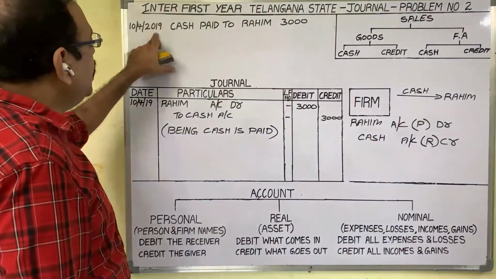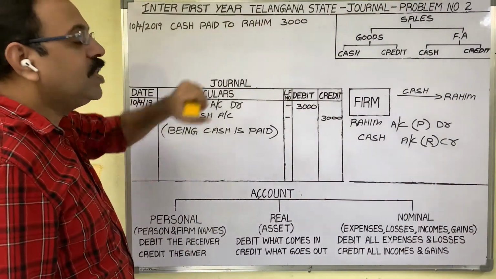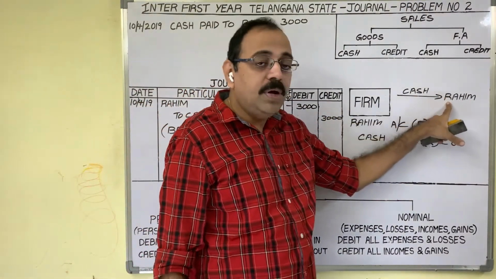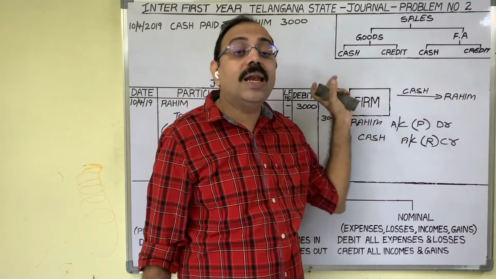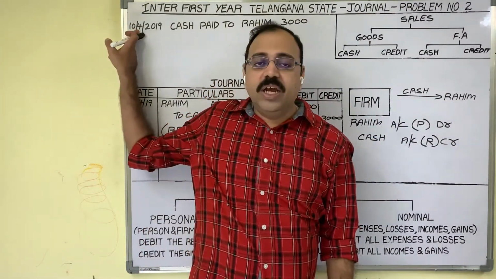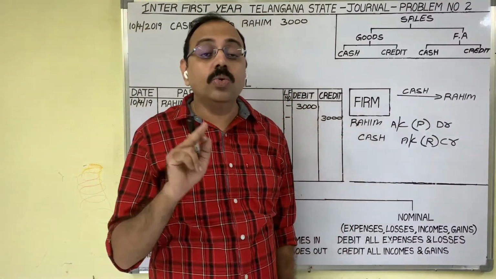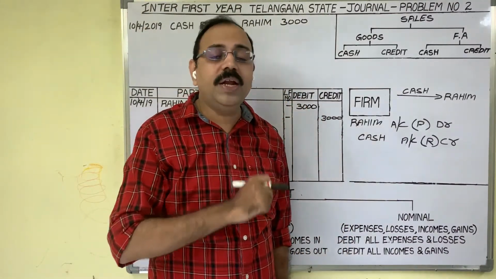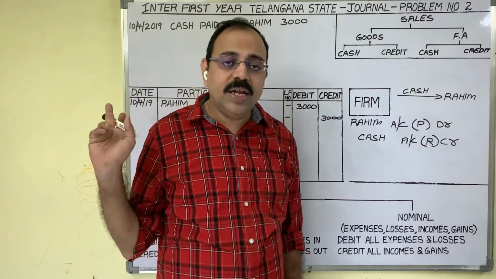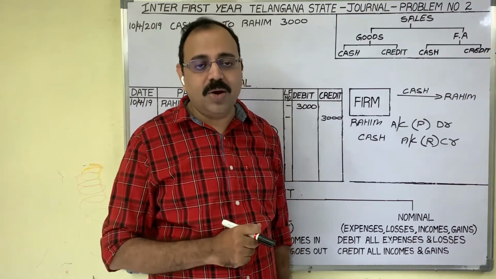10th day transaction is cash paid to Rahim 3,000 rupees. Why is the firm paying cash to Rahim? Because the firm is liable to Rahim. It means before this date, the firm purchased goods from Rahim on credit basis. The firm has to pay the money to him now. On the 10th date, the firm settled his account.